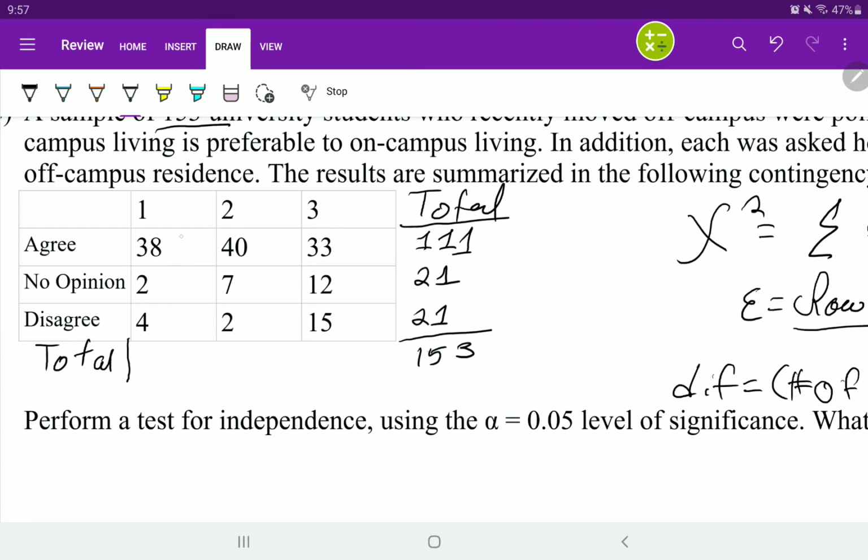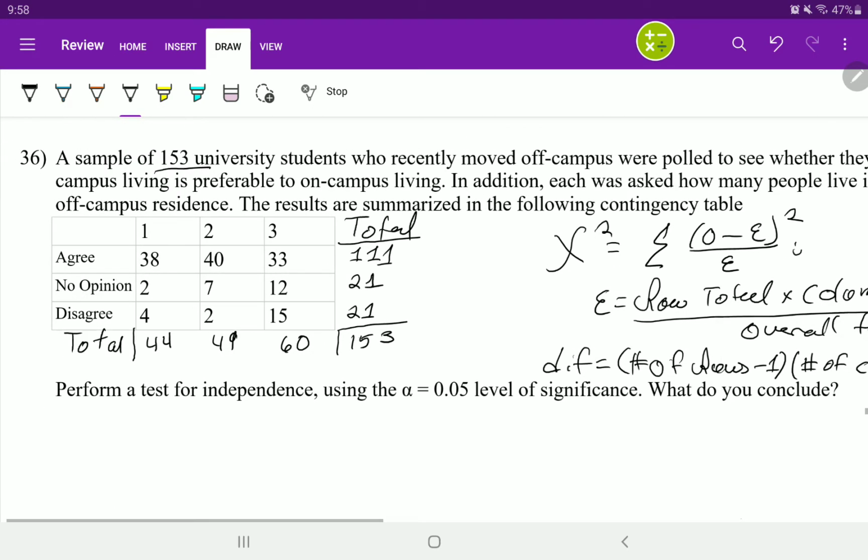For the column of living with 1 person in your off-campus residence, that is going to equal 44. For living with 2 people in your off-campus residence, that is going to equal 49. When we add up 3 people that you're living with in your off-campus residence, that is going to be 60. 44 plus 60 is 104. 104 plus 49 is going to be 153, which is the overall total.